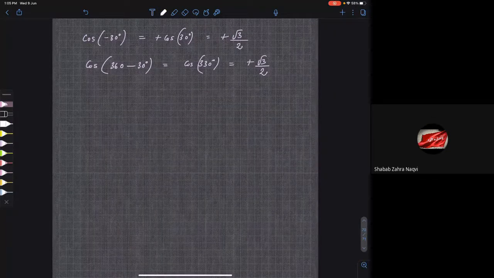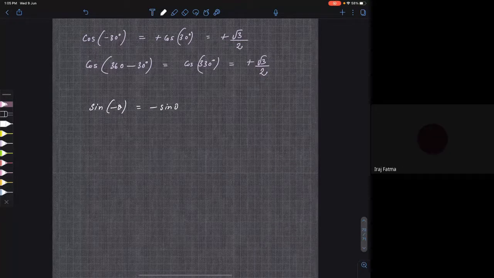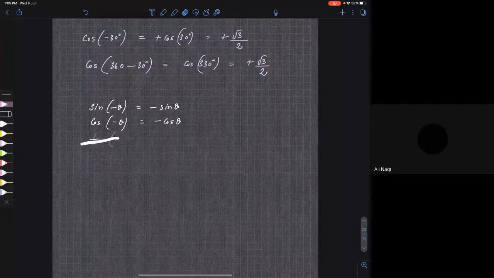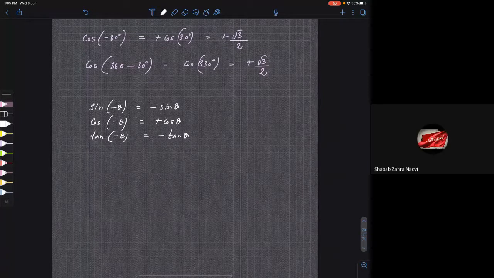See, sine of minus theta is equal to minus sine theta. Cos of minus theta is equal to plus cos theta. And tan of minus theta is equal to minus tan theta. Now from these you can write these also.